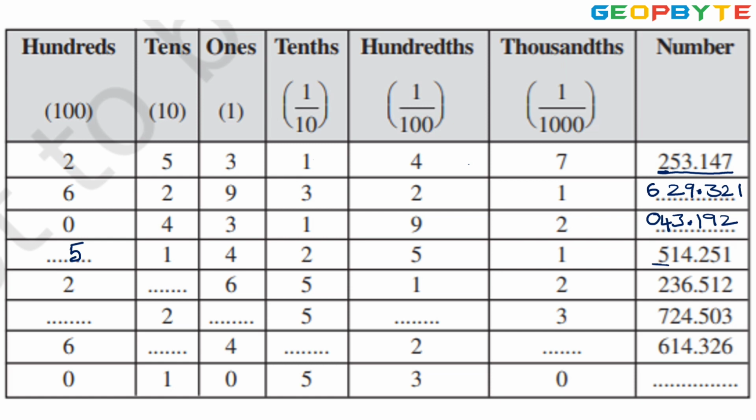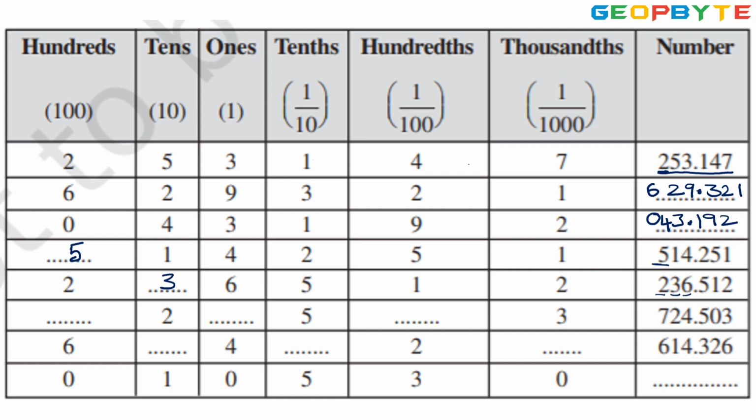Next, we are having 236.512. So 2 is at the 100th position, 3 is at the 10th position, and 6 is at the 1's position. So 2 is at the 100th position and this 3 is at the 10th position. So in place of this one, we need to write 3. So 236.512.